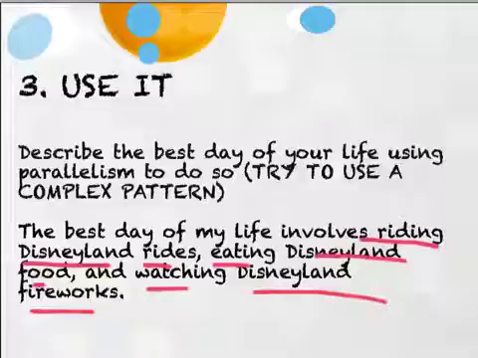I've got the verb riding, then I've got Disneyland rides. Then I've got the verb eating, then I've got Disneyland food. And then I've got the verb watching, Disneyland fireworks. This is just one way in which you could describe the best day of your life. Again, just check to make sure that the pattern you created repeats correctly. And if you're still not sure, maybe call your teacher on over, have them check your parallelism.